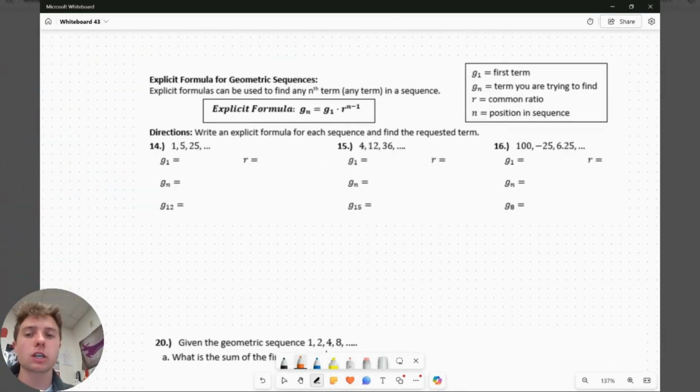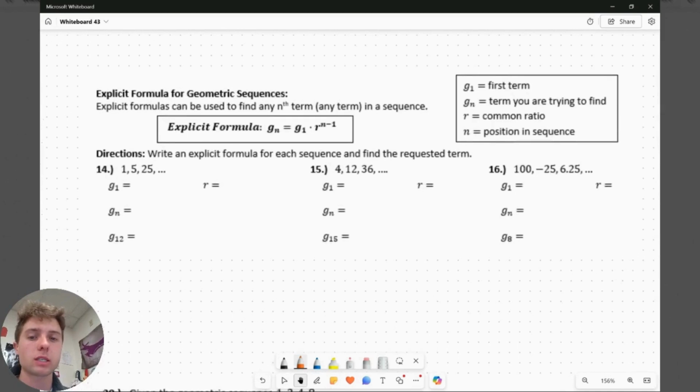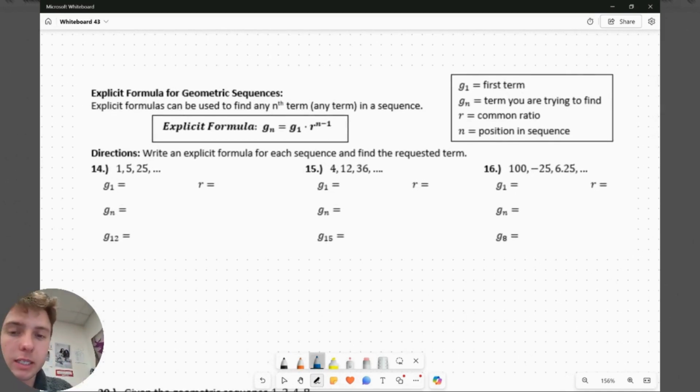The other thing you can start to do with geometric sequences is you can start to make an explicit formula. Some people like to use A for the explicit formula. I'm going to use G for geometric instead of A for arithmetic. We know there's 2 different types of sequences. What an explicit formula does is it allows you to find any term in the sequence. It allows you to find the nth term in the sequence.